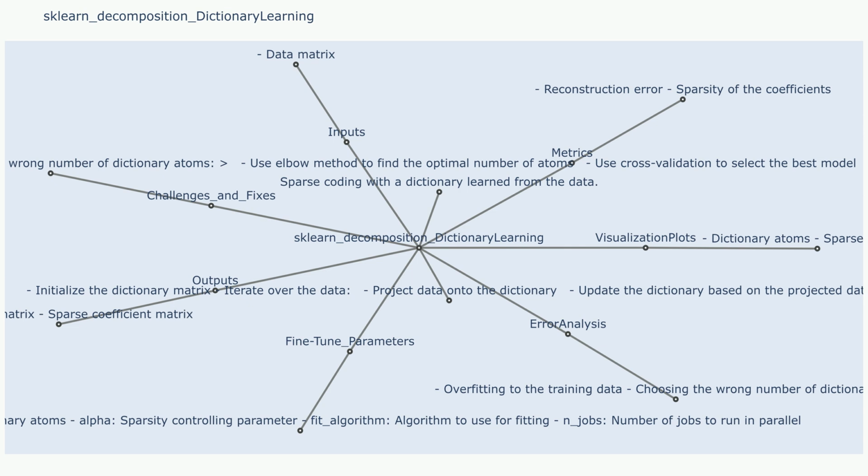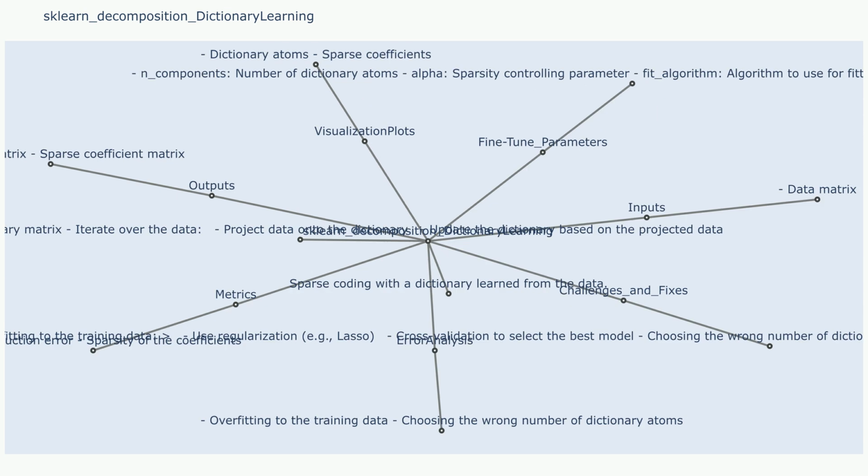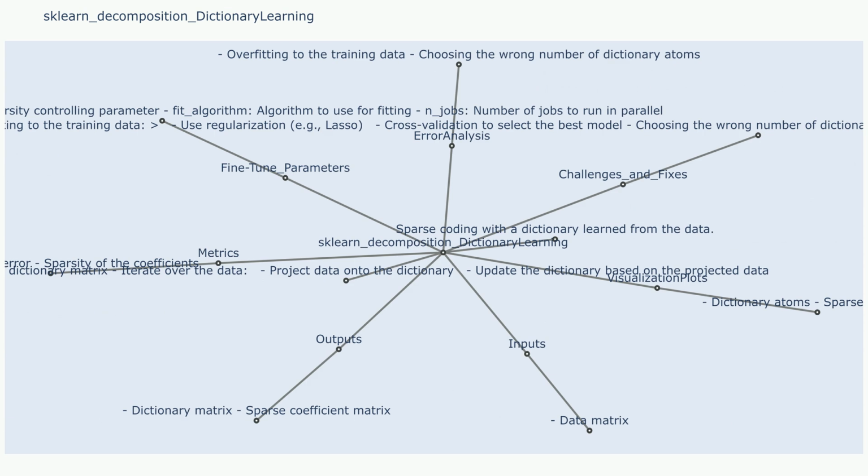Inputs. X. This is the input data, usually a NumPy array or similar structure. Each row in X represents a data point, and each column represents a feature. n_components. This parameter specifies the number of atoms (dictionary elements) to learn. It directly controls the dimensionality reduction.